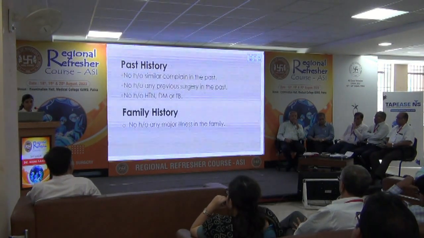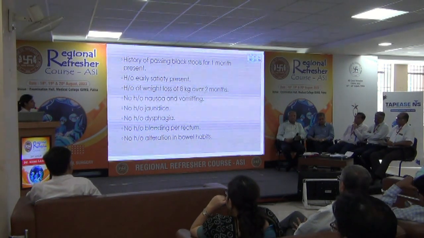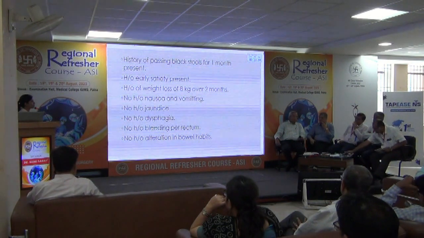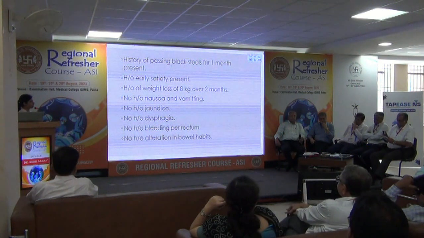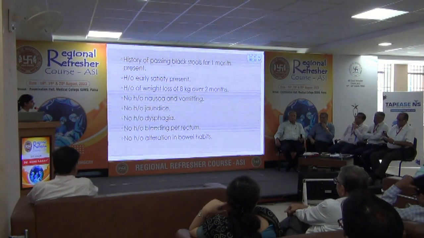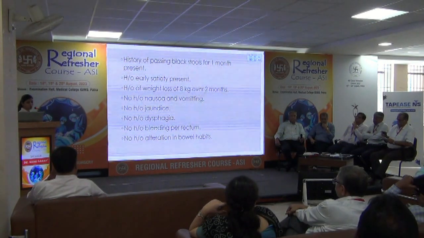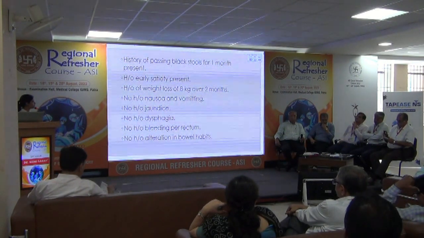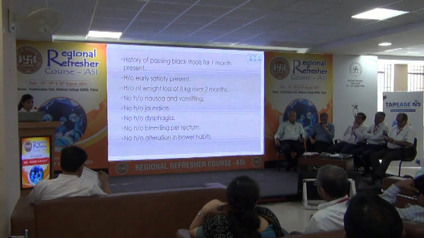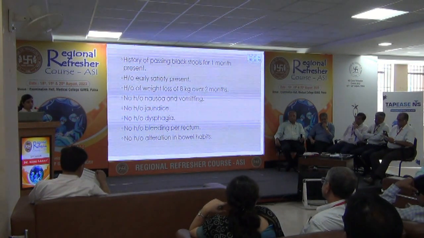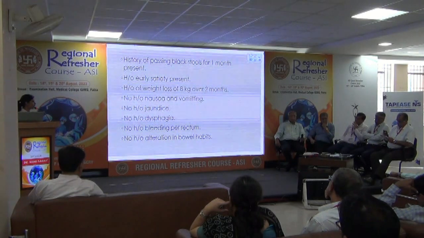So history. I wanted to exclude nausea and vomiting just to exclude any obstructive features since the patient has distension of the abdomen. No history of jaundice to exclude any gallbladder involvement. No history of dysphagia to exclude any esophageal involvement, since it's a secondary tumor, to exclude the primaries. No history of bleeding per rectum or alteration in the bowel habits. I asked to exclude primaries in the colon.